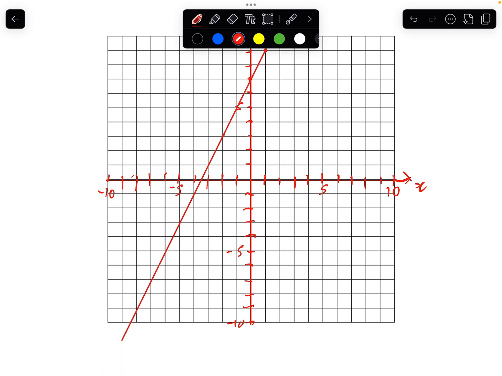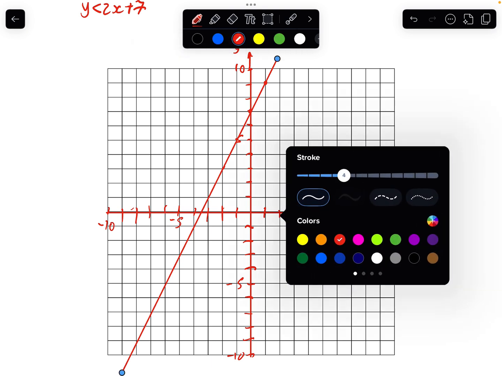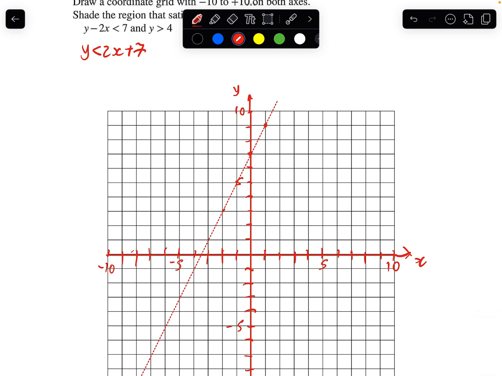Okay. Now, since we are less than that, I need to make sure that this here is a dashed line. Because it is only less than, it's not less than or equal to, it's that. And since we have y is less than, then I know I am going to be below this line. So I'm somewhere below that dash line.